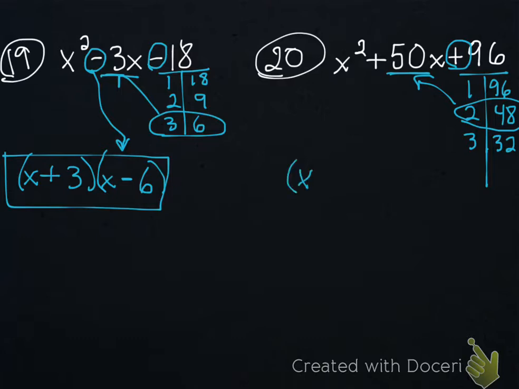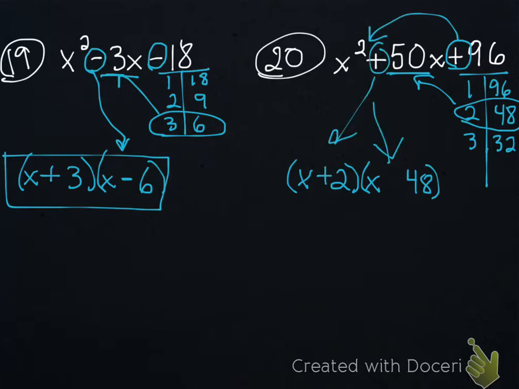So I write my parentheses with my binomials. X is in front, numbers at the end. Because the 96 is positive, they both get the same sign as the middle number, plus and plus. So the factored form is x plus 2, x plus 48.